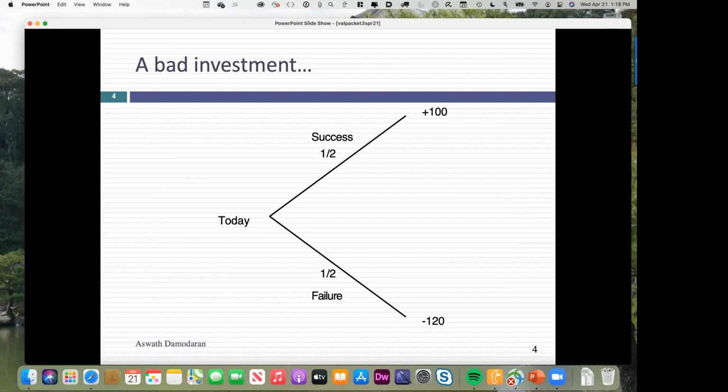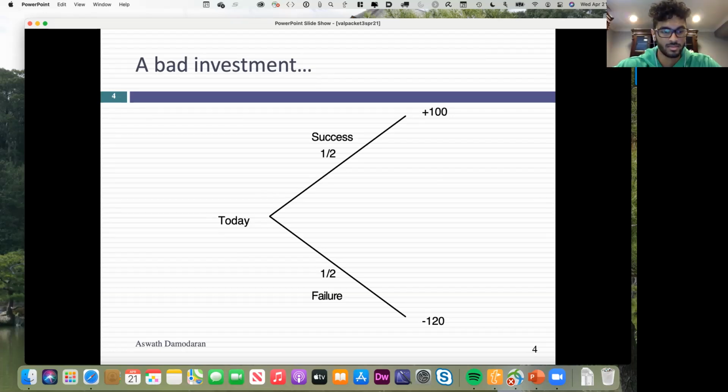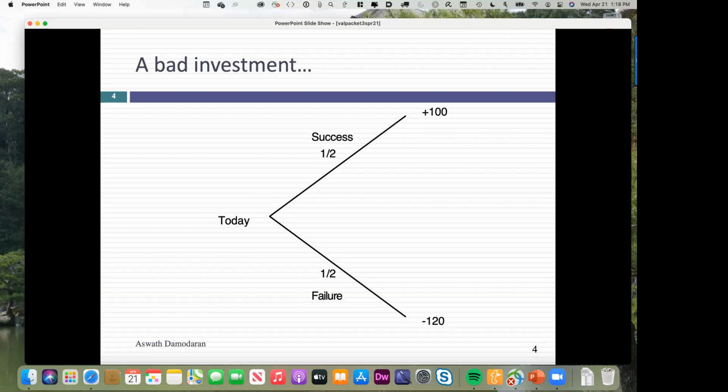So Jake, you're going to help me here. Let's assume I come to you with a gamble. There's a 50% chance of success and a 50% chance of failure. If you succeed, you're going to make 100 million. If you fail, you're going to lose 120 million. What's the expected value of this gamble to you? Negative 10 million. Negative 10 million, right? So that was a no-brainer. Don't take the investment.